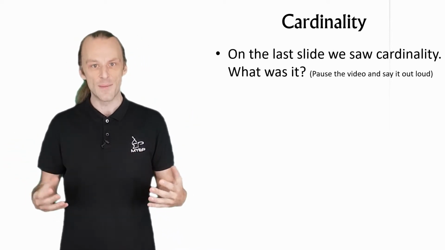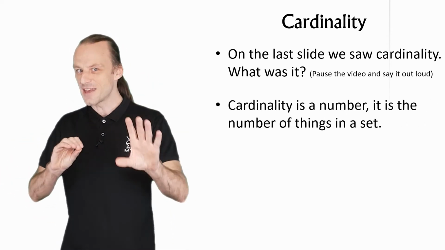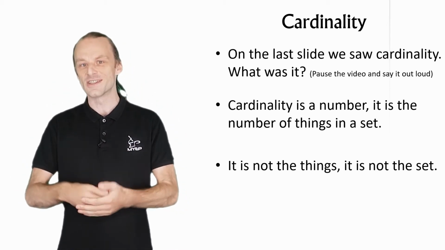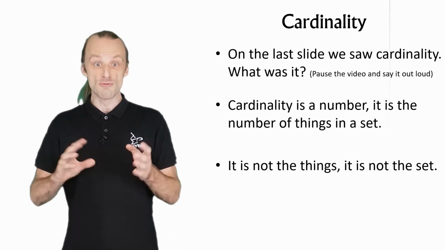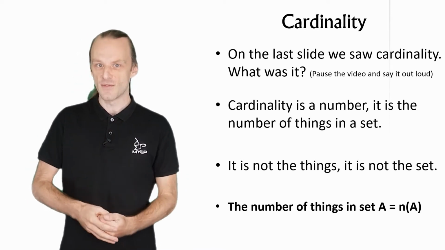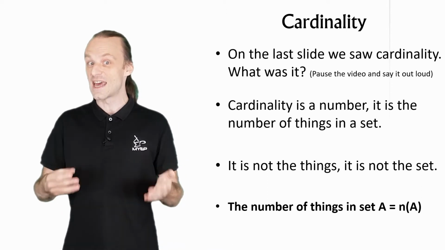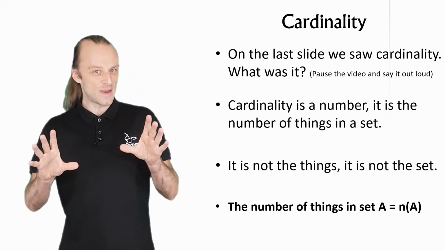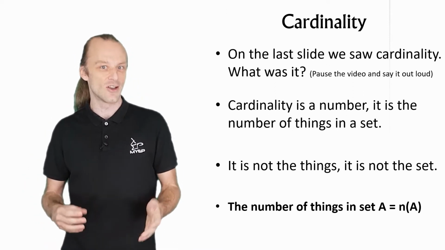Cardinality is a number. It's the number of things in the set. It's not the things, it's not the set, it's just the number of things in the set, which we treat as a mathematical thing. We write cardinality by n brackets the name of the set that we are using. So in this case, the cardinality of set A is n(A). It takes a bit of getting used to, but cardinality is something that we use quite a lot when talking about qualities of sets.